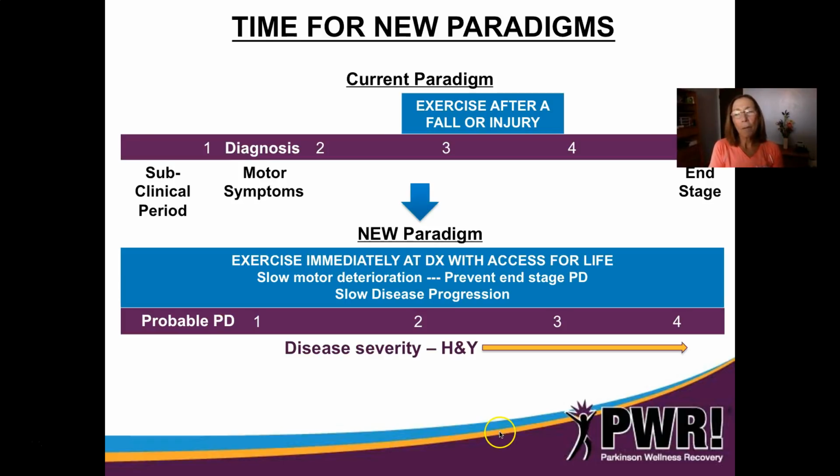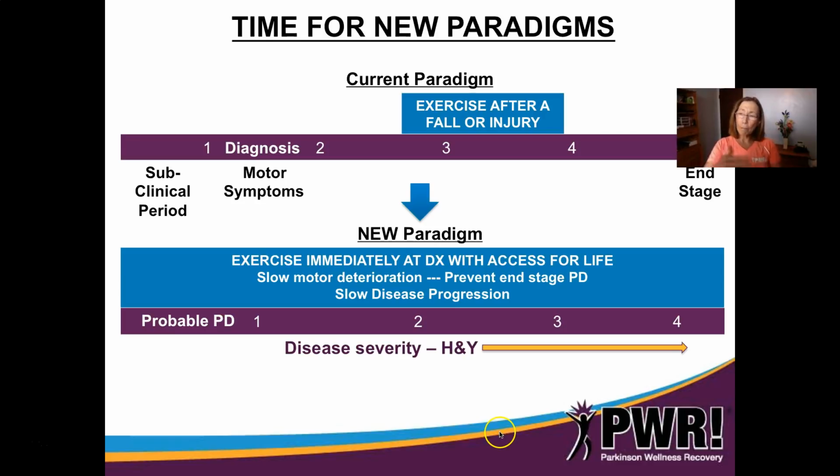You hear all this talk about, is exercise disease modifying? Can it slow the disease? And my answer would be, with our current healthcare paradigms, no. No matter what class you do or how many times you go a week, one class is not going to slow disease. You need to have access to an ongoing exercise prescription for life.